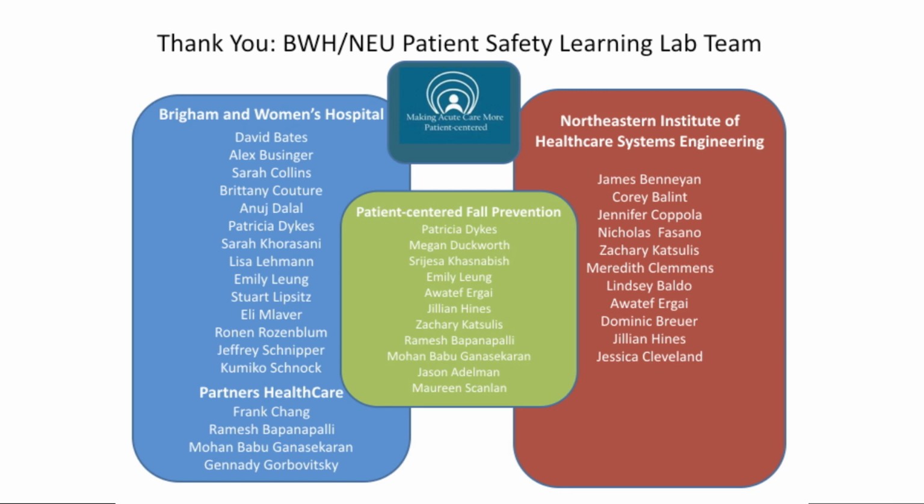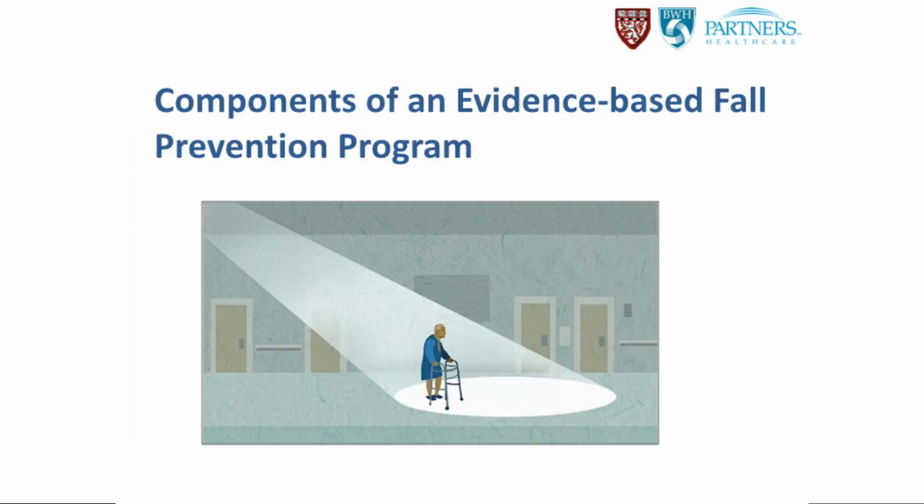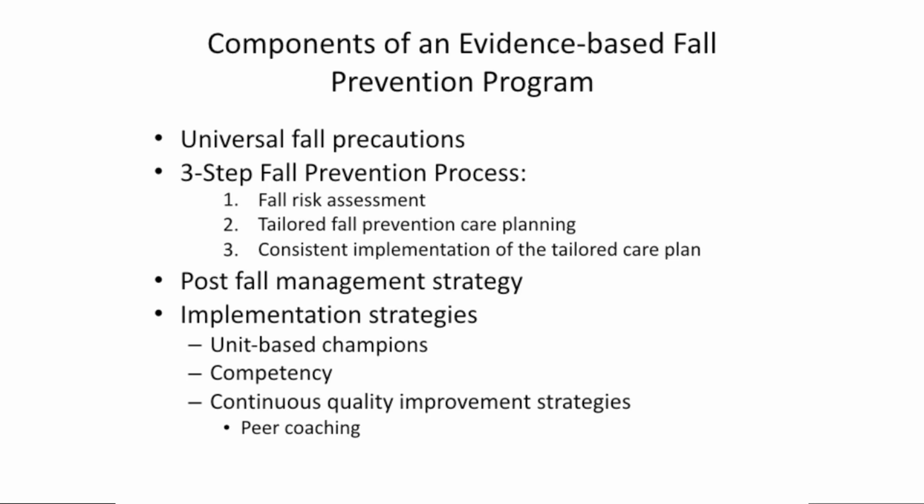So now that you've learned about fall tips, we're going to talk a little bit about the components of an evidence-based fall prevention program. Just to recap, for evidence-based fall prevention, we need universal fall precautions. Now all patients get those. I don't think we need to document separately. We shouldn't have to select them for the care plan. Universal fall precautions are for all patients. And then we have the 3-step fall prevention process, which we just talked about, and we'll go into that in a little more detail. If patients do in fact fall, we should have a post-fall management strategy.